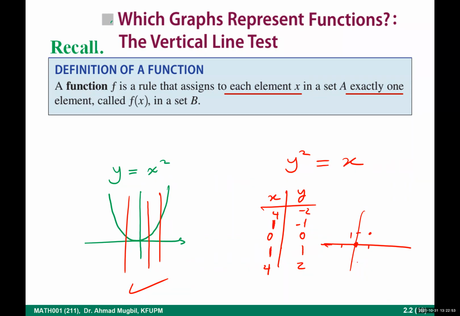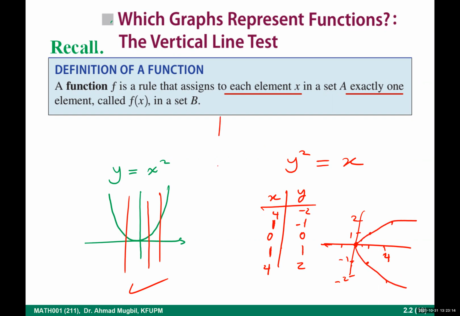You have 1 and negative 1, so you have 2 corresponding points. Similarly, when x is 4, you have 2 or negative 2. So you have points here and points here. Connect these points, and you will get this graph.